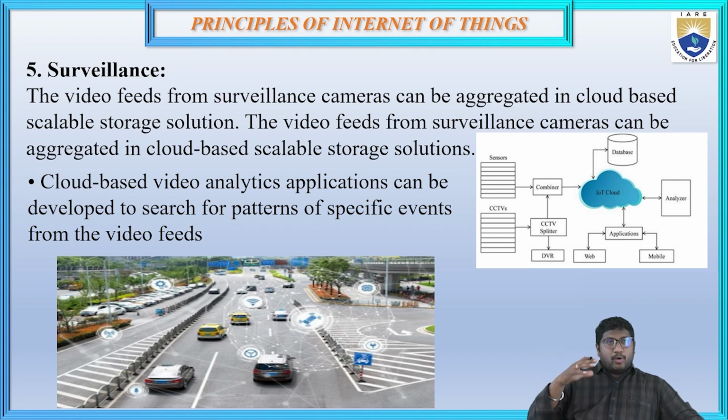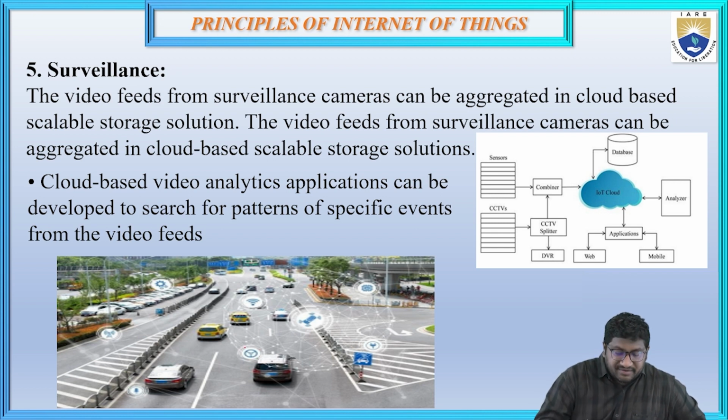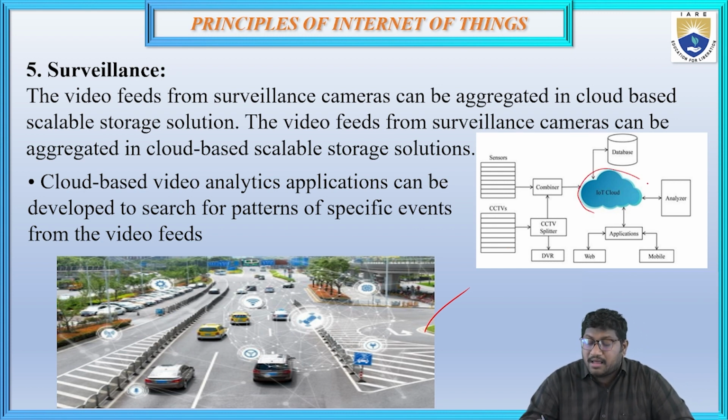And from the cloud, we monitor all these things, and the video is analyzed using such applications, which also find specific patterns of events. See here how the video patterns are and how things happen in the surveillance factor. In this surveillance factor, all the feeds are uploaded into the IoT cloud. In this IoT cloud, it stores in a specific database, and it also requires an analyzer. Every video has to be analyzed, using applications called web applications and mobile applications, which are connected to your IoT device. We also require a combiner where sensors help, along with CCTV splitters and DVR splitters which are connected to CCTVs.